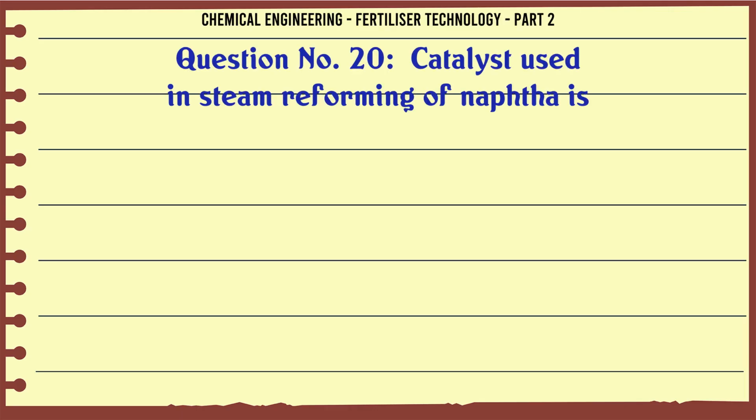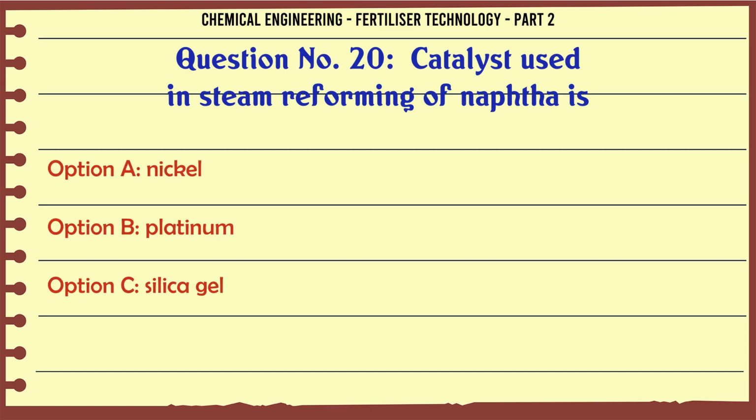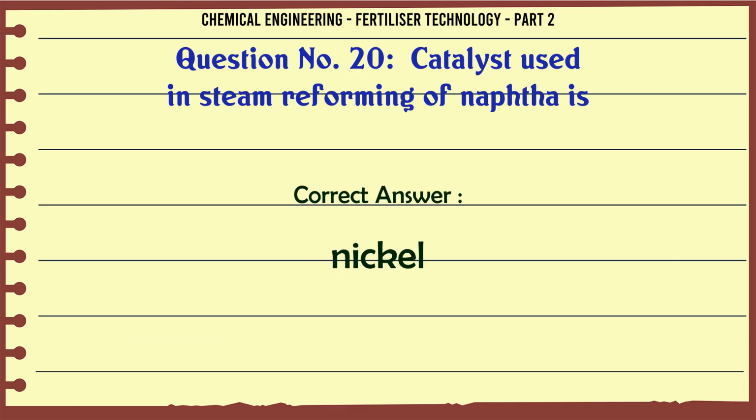Catalyst used in steam reforming of naphtha is A. nickel, B. platinum, C. silica gel, D. rhodium. The correct answer is nickel.